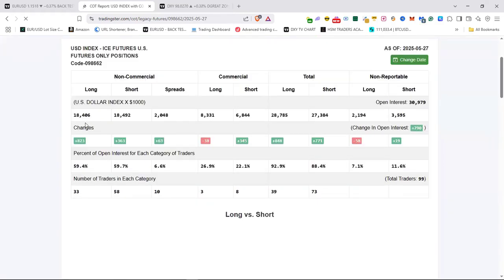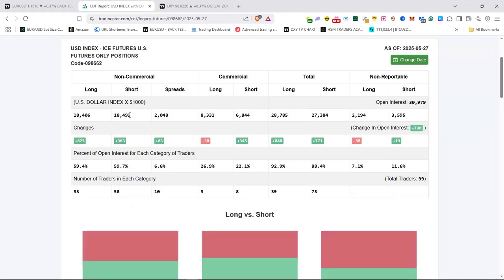Their long position was 18,406 and their short position was 18,492. You see, their short position was higher than their long position before NFP. So it tells you that they are not yet ready to start moving price to the other direction. They are still very much bearish on DXY before NFP. So there is no need for you to start looking out for reversal, right?